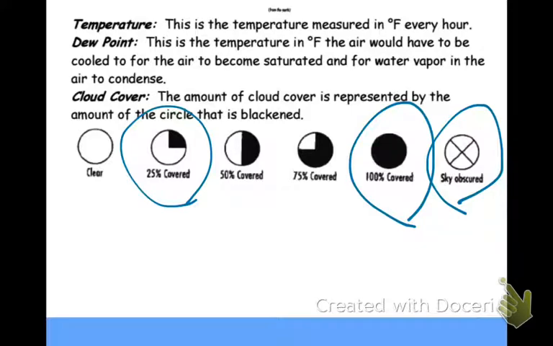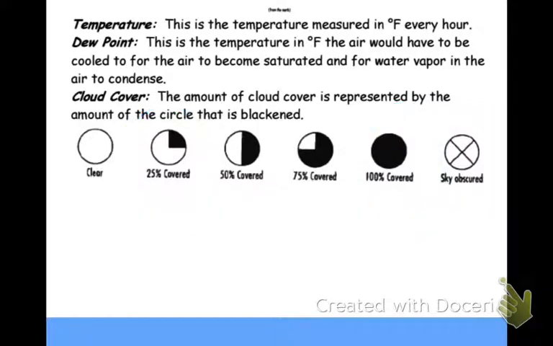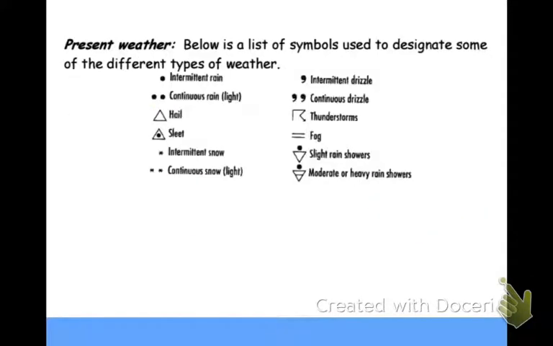So that would be something where you would have that X. But if you can just estimate, is it 25% colored in, half, 75, or 100, then you're good. And again, you don't have to memorize this because you always have a symbol or a key you can look back on. You're just matching pictures.